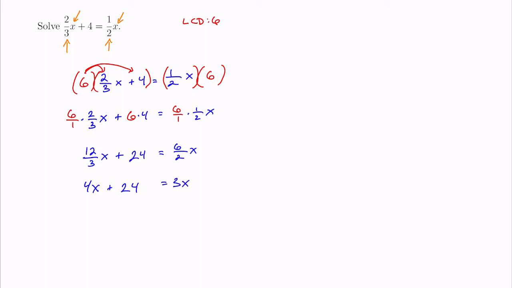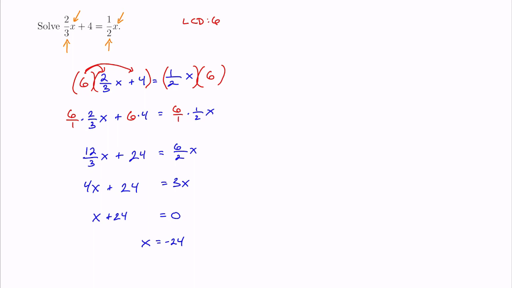And now that we've cleared out the fractions, we can begin our regular solving process. I will move the variables to the left side, I will move the numbers to the right side. I will subtract 3x from both sides of the equation, giving me x plus 24 equals 0. I will then subtract 24 from both sides of the equation, giving me x equals negative 24.